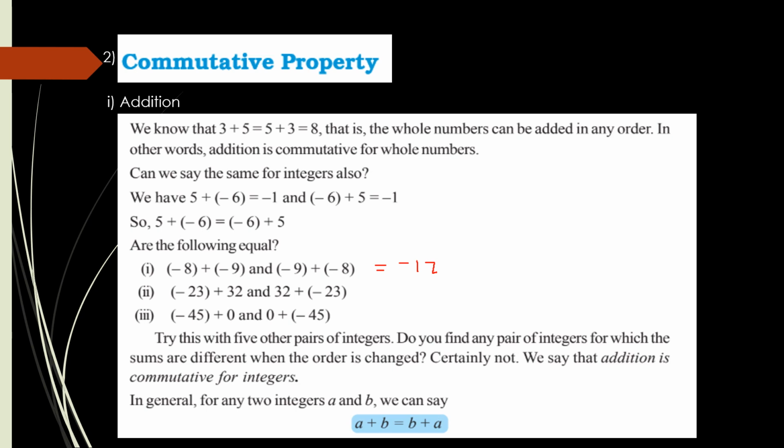The next one, minus 23 plus 32. One positive number, one negative number, so we have to subtract. What is the answer? 9, right? Again 32 plus minus 23, so again the answer is 9. So both answers are the same. 23 plus 9, that is 32. Minus 45 plus 0, answer is minus 45. 0 plus minus 45, answer is minus 45. Right?